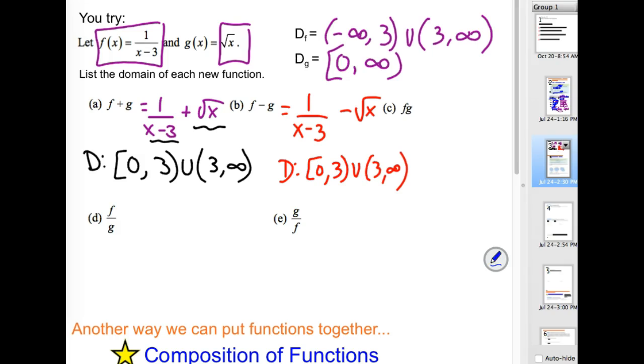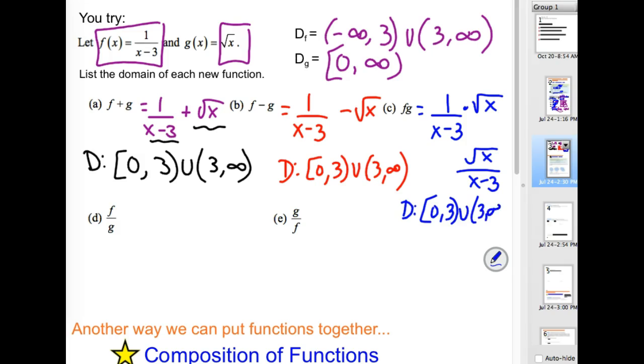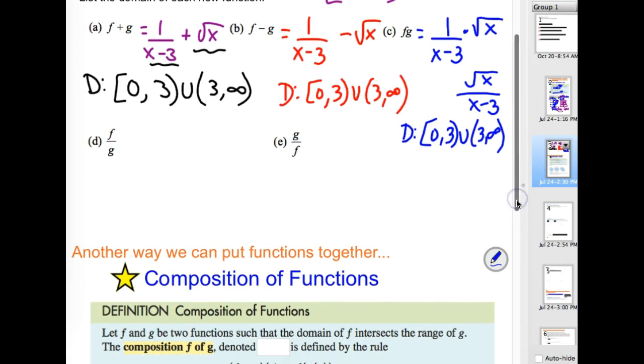For f times g, we are saying we have 1 over x minus 3, and we're timesing it to the square root of x. Now we could simplify that a little bit and just say that that is the square root of x divided by x minus 3. We still have our domain restriction where x has to be greater than or equal to 0, but it can't be 3. So same domain that we've had for the previous two parts. But now we get into division, and remember with division we are creating a denominator that we have to make sure is not 0.